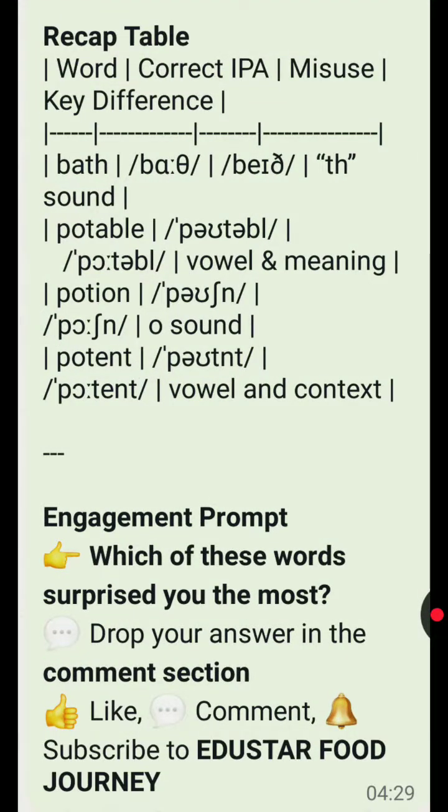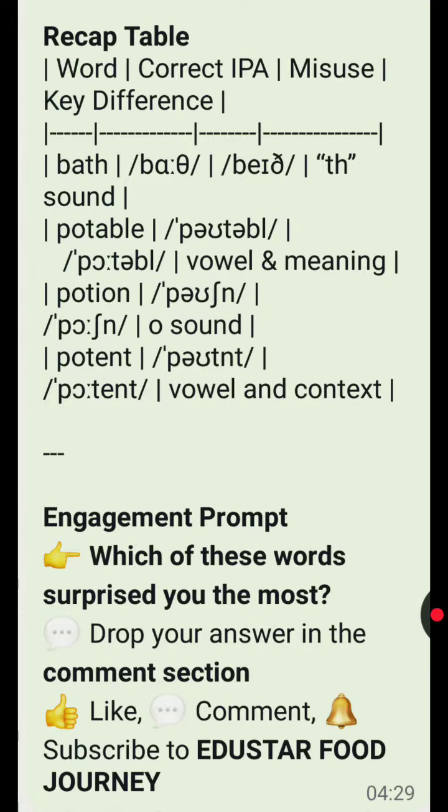Okay, potable, portable. You can see po and pour in portable. You can see a short O sound in the first one, and a long O sound in the second. Vowel sound and meaning, that's the difference.